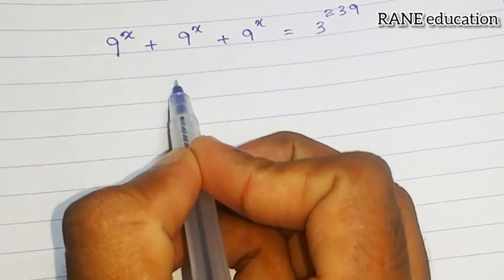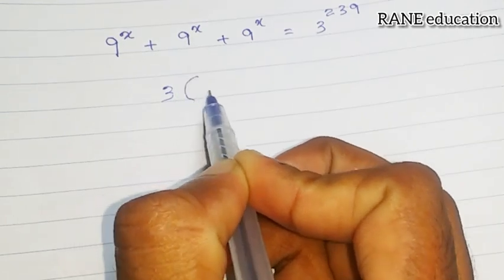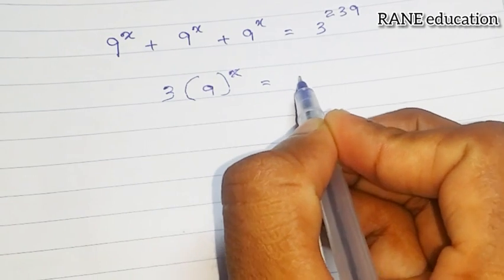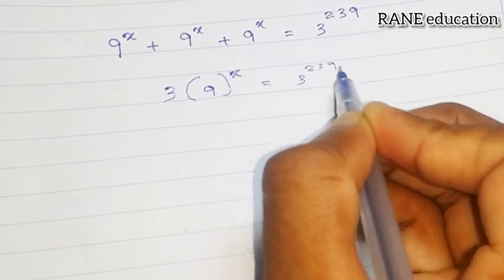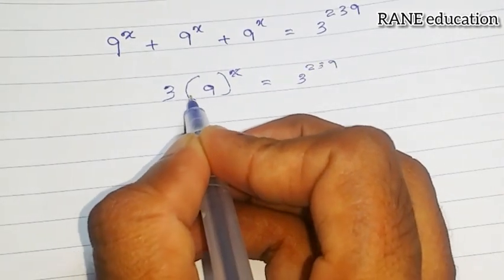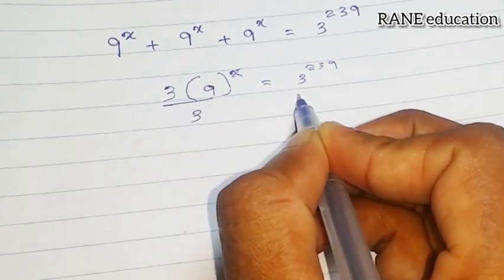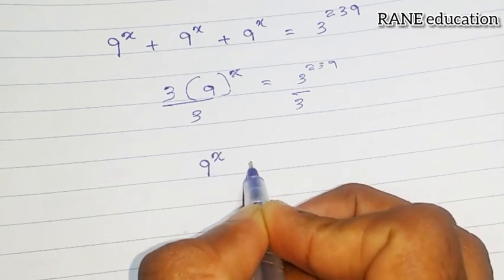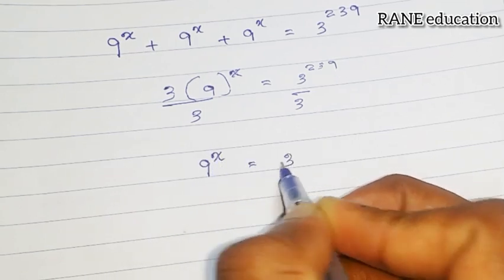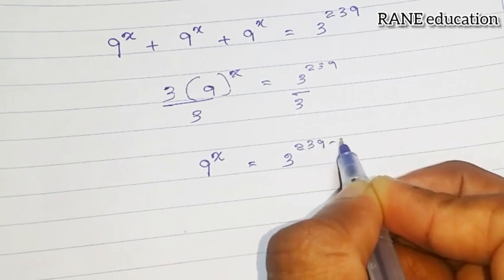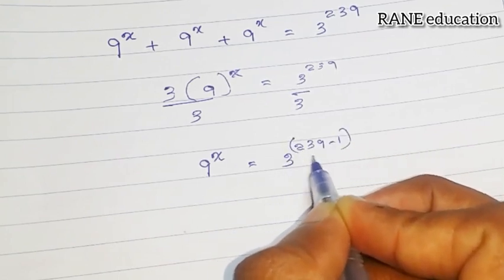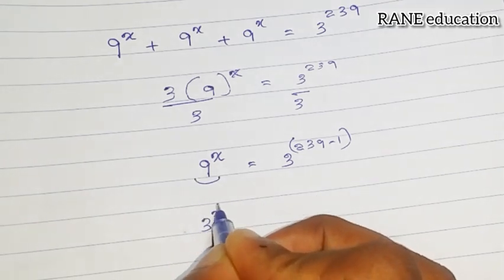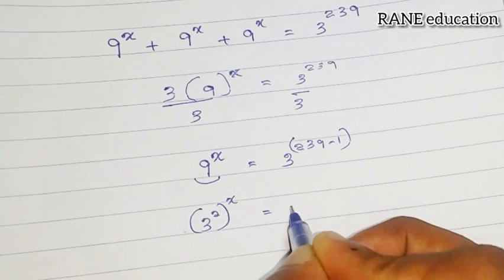Okay, let's go. We can write 3 times 9 to the power x equal 3 times 2^39. After that, divided by 3 on both sides: 9 to the power x equal 3 to the power 239 minus 1. Now we can write 9 as 3 to the power 2.